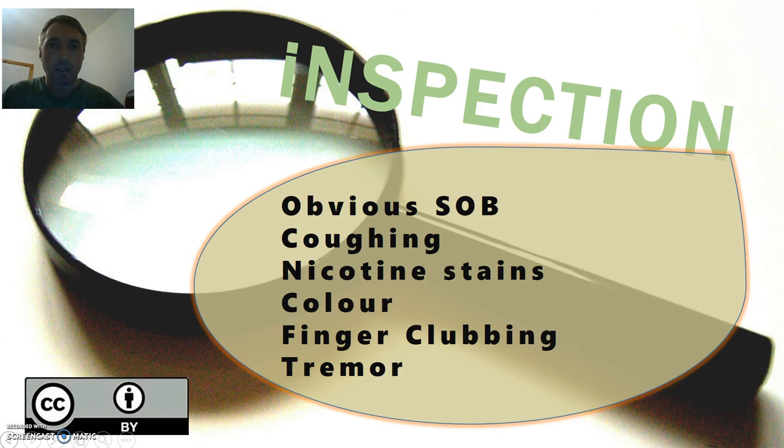After we've asked the questions, and there are loads of questions to ask, it's really painting a big picture, you can move on to inspection. Again, just simple things initially. Are they obviously short of breath? Are they coughing? Do you see any nicotine stains? What's their colour? Is there any finger clubbing? Do they have any tremor in their hands?